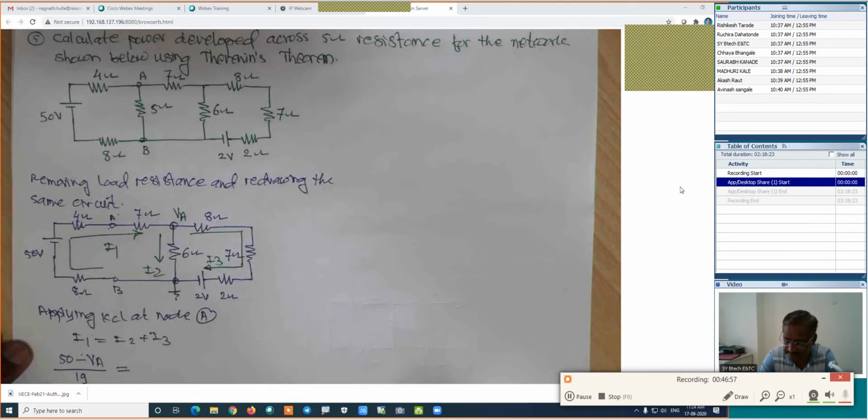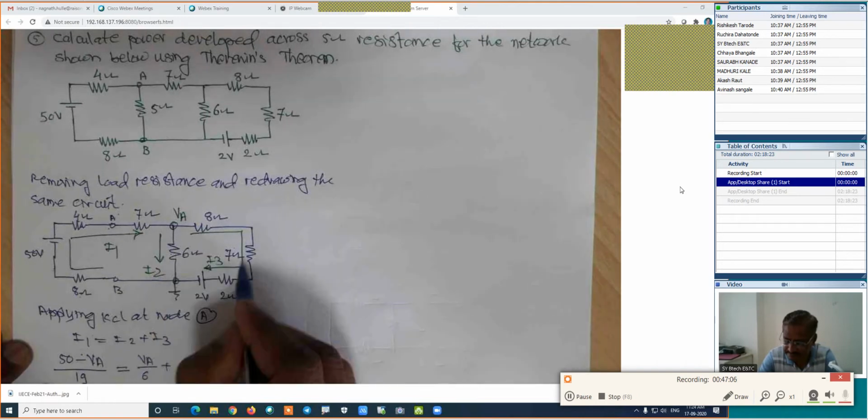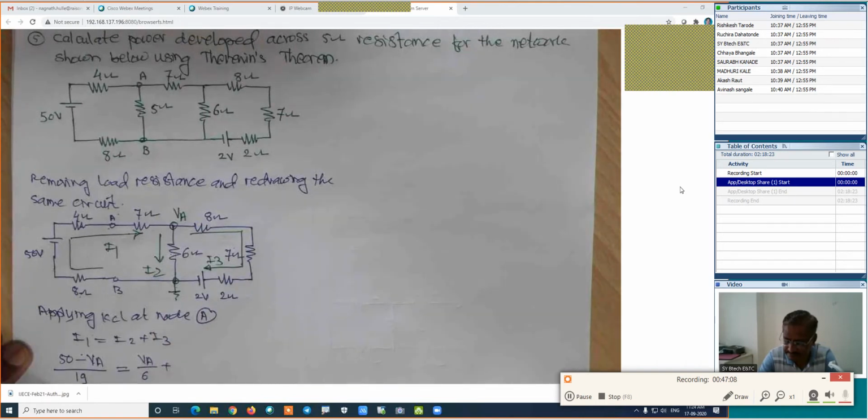Is it right? Then I2 is the current in this vertical branch, which is VA divided by 6, plus I3, the current in this branch. How much is the value? It is VA. We are traveling in this direction, positive to negative, which is minus. So it is VA minus its potential, which is the 2. VA minus 2 divided by the resistance of this branch. 8 plus 2 is 10, 10 plus this 7 means it is 17. Is it right?